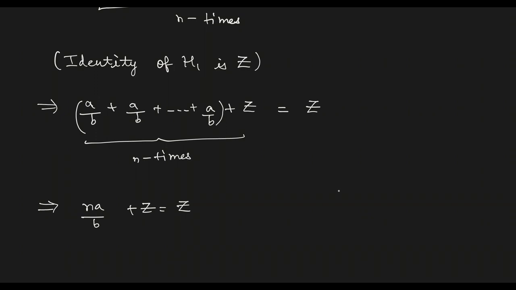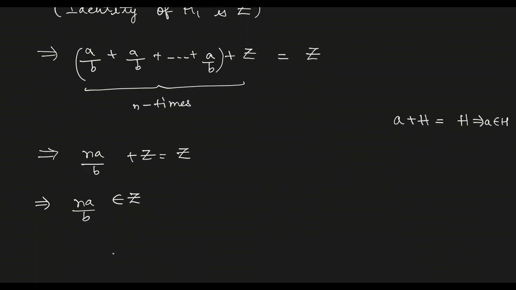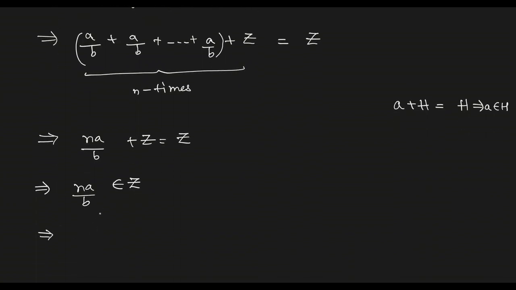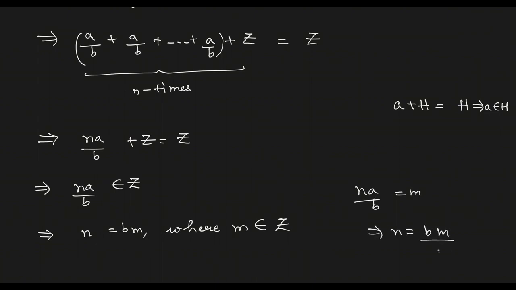Now by the property of coset, a plus H is equal to H implies that a belongs to H. So here n a upon b belongs to Z. So I can write it as n a upon b is equal to some m, where m belongs to Z. So n is equal to b m by a.